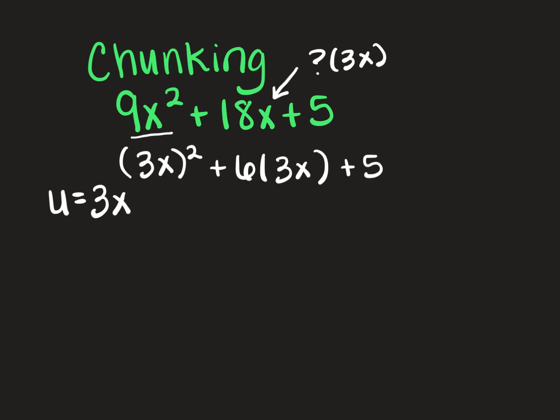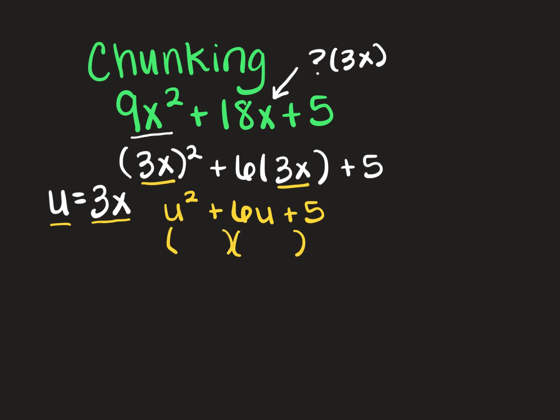The next thing we're going to do is substitute. So anywhere we see a 3x, we're going to replace it with a u. I see a 3x here, I'll replace it with a u. I see a 3x here, I'm going to also replace it with a u. And now what I've made is a nice trinomial that's easy to factor. So we are going to factor.